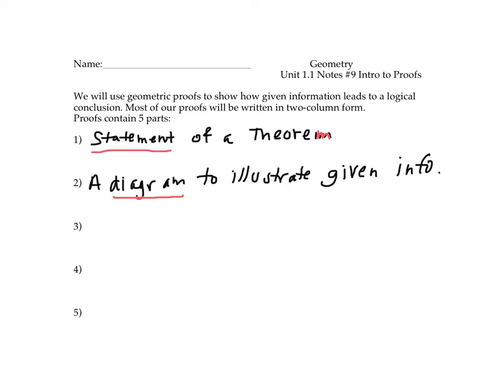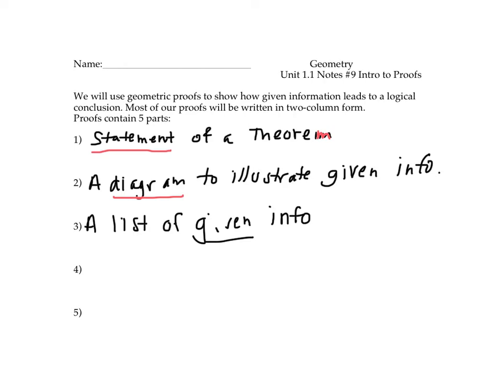The third component of a proof is a list of that given information. And that list might include one piece of information, might include 2, might include 3. But then we have to figure out how to use that given information.